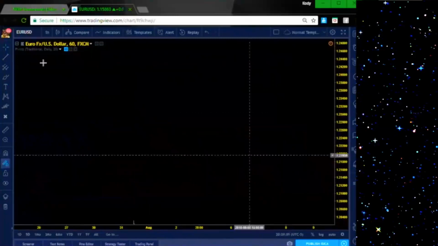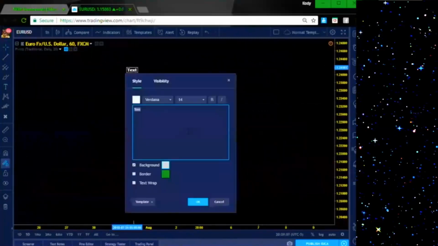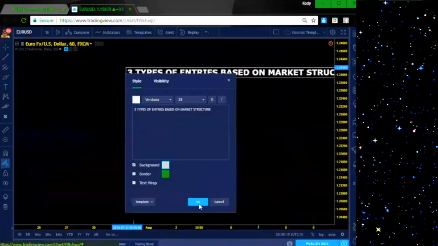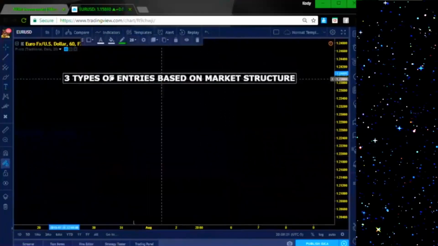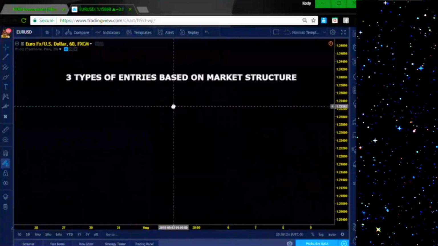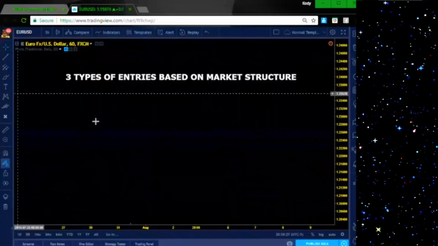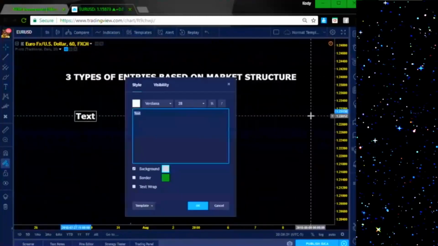So I'm going to move us up. This is where you will want to start taking notes. 3 types of entries based on market structure. Let's make this bigger. Let's go with 28. Man, the 28 did not disappoint. That's definitely pretty big. 3 types of entries based on market structure. Entry type number 1: market reversal, change of structure.